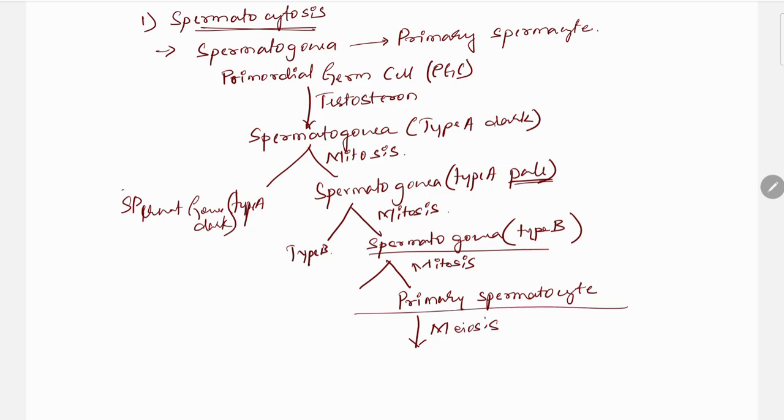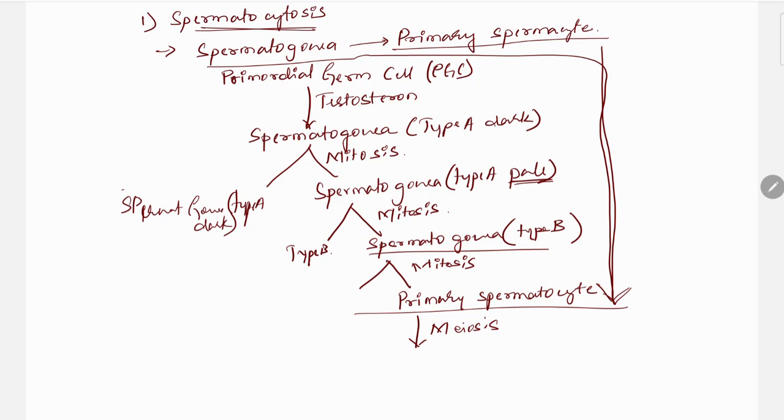Right? From the spermatogonia till the formation of the primary spermatocyte, this whole process is called spermatocytogenesis, which will take 16 days, which we have discussed in short, right?